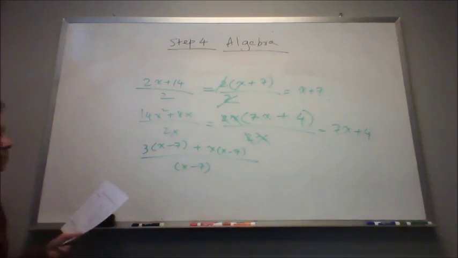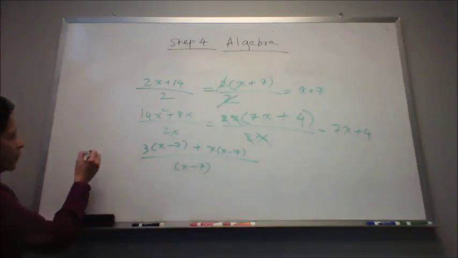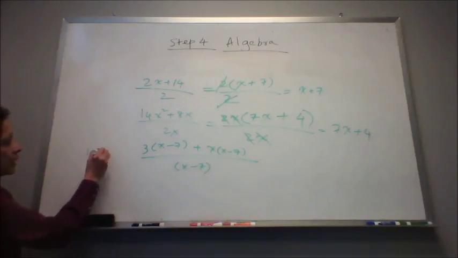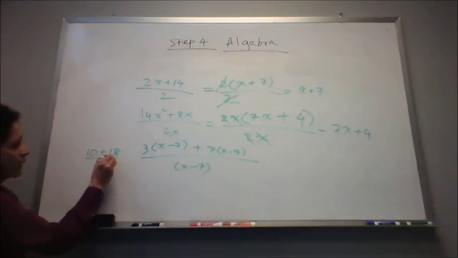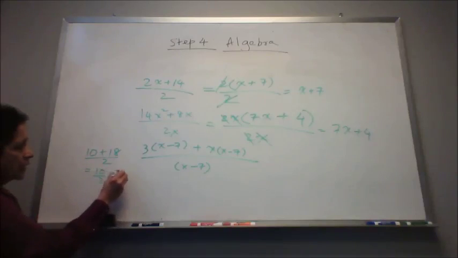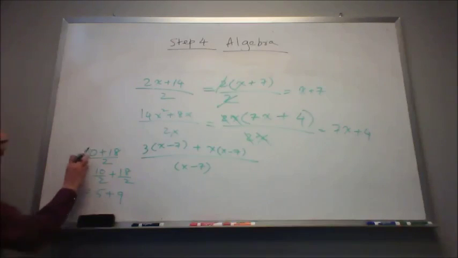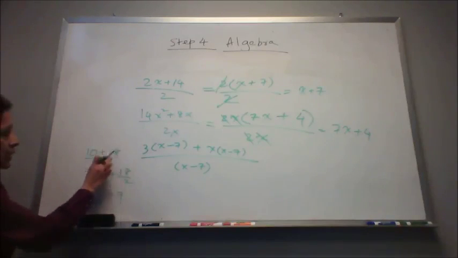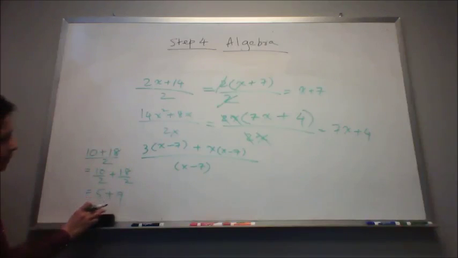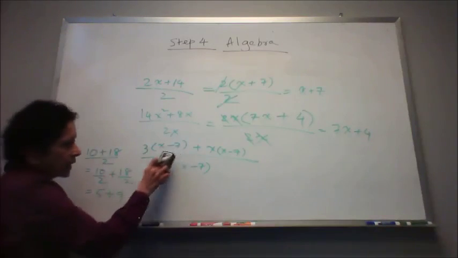So what this means is that I'm dividing. For example, I have the number 10 plus 18 divided by 2. So what does this mean? 10 over 2 plus 18 over 2, right? So that is 5 plus 9, right? So when you add 10 plus 18 is 28 divided by 2, that's 14 also. So the distributive property works in division like this.